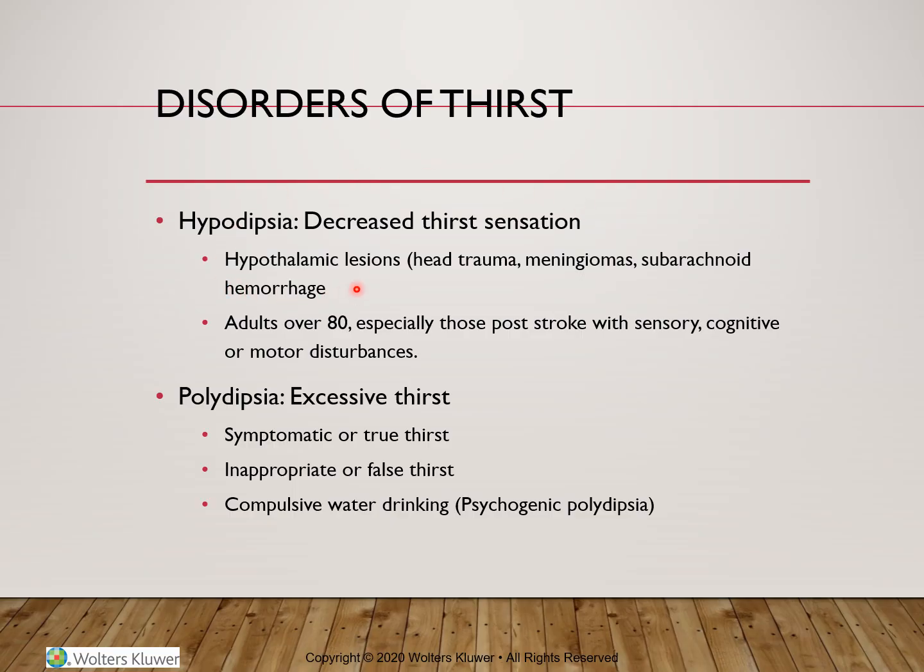So things like hypothalamic lesions, so damage to the hypothalamus itself, which might directly damage that thirst center. So things like head trauma, meningiomas, and subarachnoid hemorrhages might cause this. And also we see hypodipsia often in older adults, especially those over the age of 80, and especially those older adults over 80 who maybe have suffered things like a stroke or have some kind of sensory, cognitive, or motor disturbance. They often have hypodipsia, so they're at high risk of water loss.